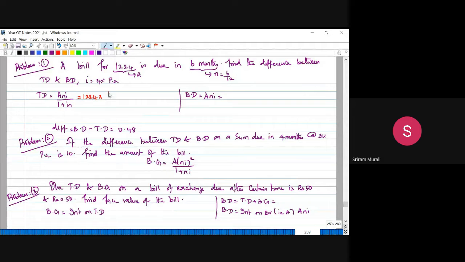So 1224 into 6 by 12 into 4 by 100 divided by 1 plus 4 by 100 into 6 by 12, that is equal to 24. Likewise, banker's discount is equal to 1224 into 6 by 12 into 4 by 100, that is equal to 24.48. So the difference is 0.48.